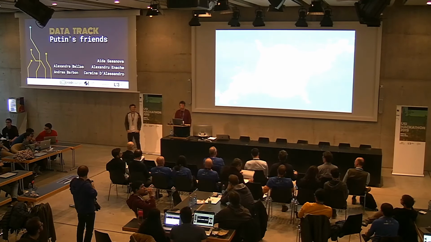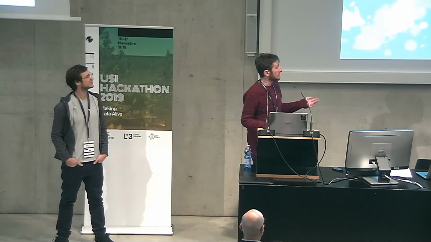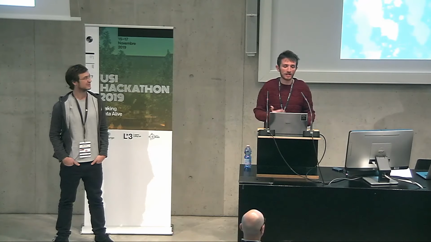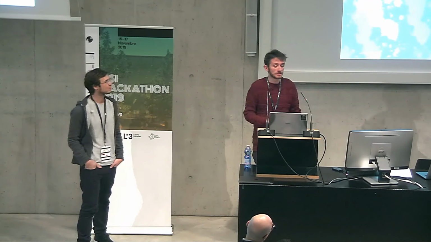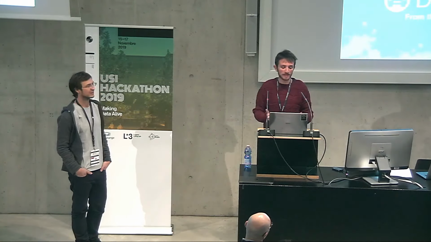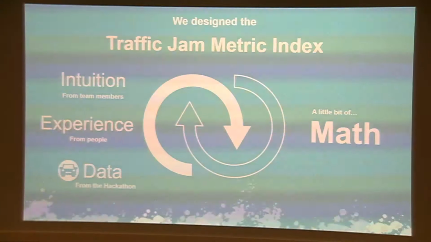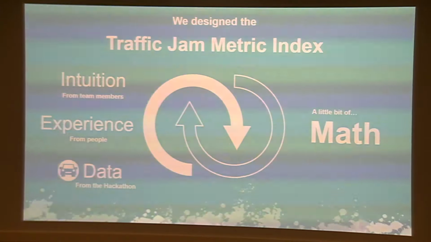Okay. Our project is named Traffic Jam Measuring Index. It is a measuring indicator to prevent traffic jams for a better lifestyle. Here in Lugano, there is a problem, traffic. So to address this problem, we designed this Traffic Jam Index to measure it, quantify it, and actually be able to act on it. It's a mix among intuition, experience, and data provided for the hackathon, and just a little bit of math.